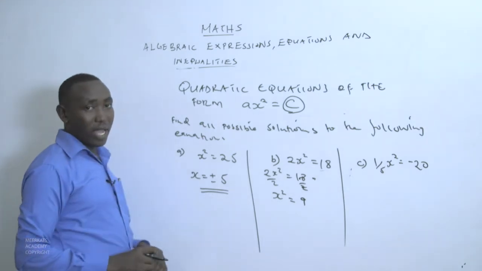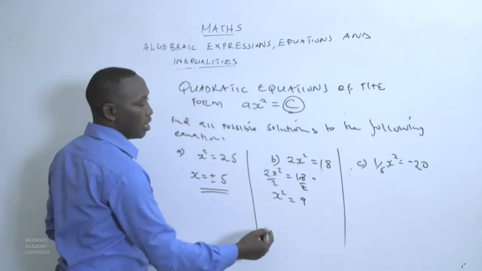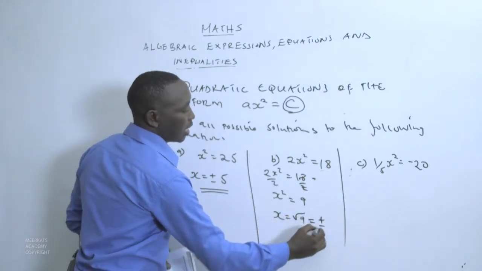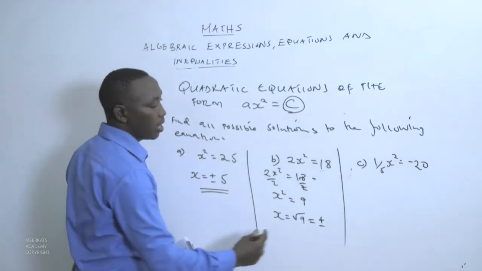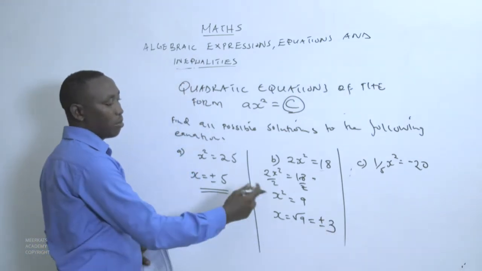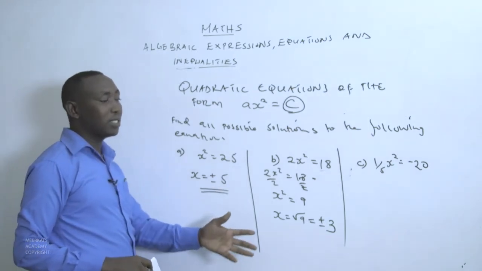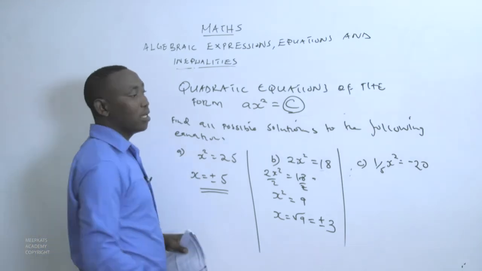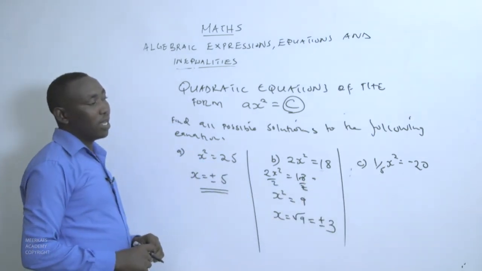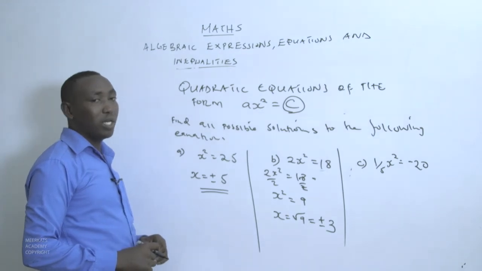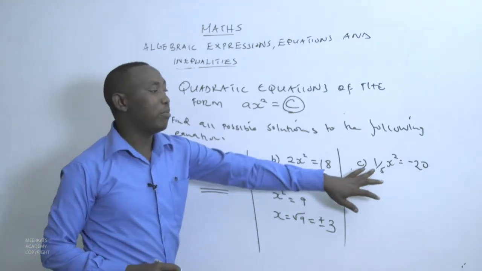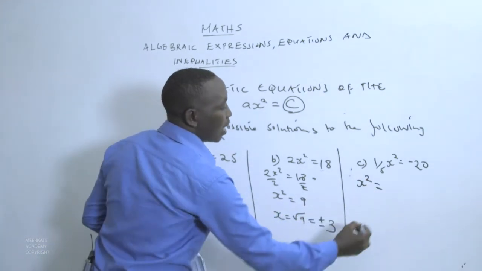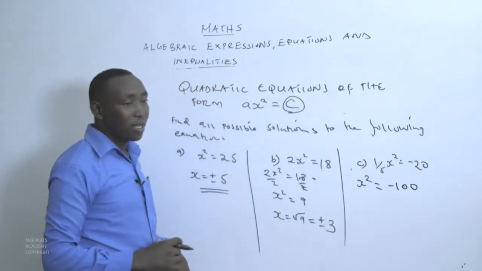Now, to get the value of x, we need to find the square root of both sides. When you do that, you'll find x is equal to the square root of 9, which is again either plus or minus 3. Therefore, this second equation has its solution as either plus or minus 3. Lastly, to solve part C of our question, we need to multiply through by 5 to eliminate this denominator. When you multiply through by 5, you'll get that x squared is equal to negative 100.